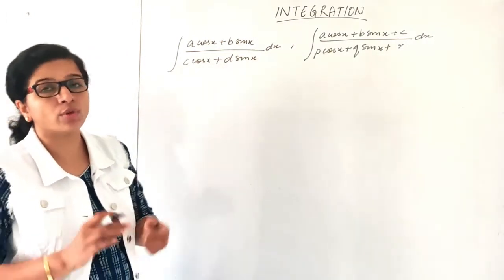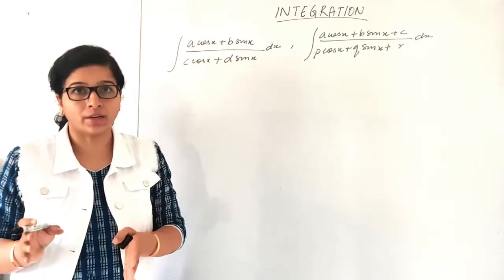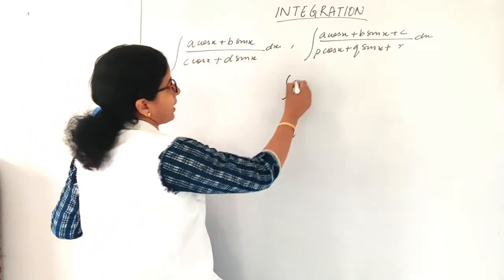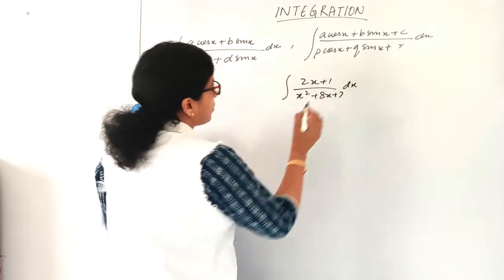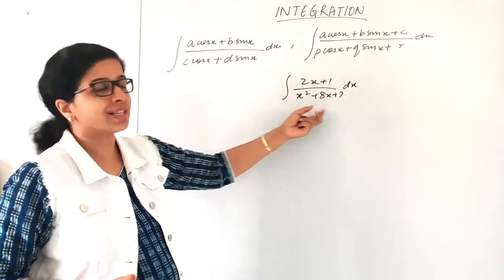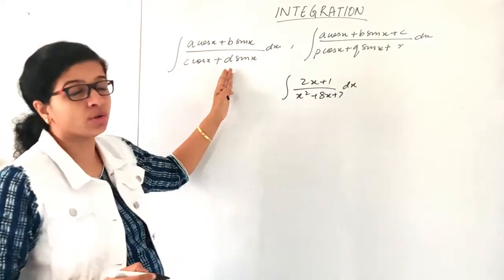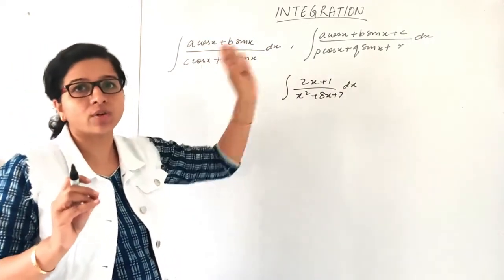What we have to do, already we had algebraic terms, for example this kind: (2x + 1) upon (x square + 8x + 7). We used to write the numerator in terms of the denominator. Same thing we are going to do here also. A little difference is there. So let us check it out with the help of an example.